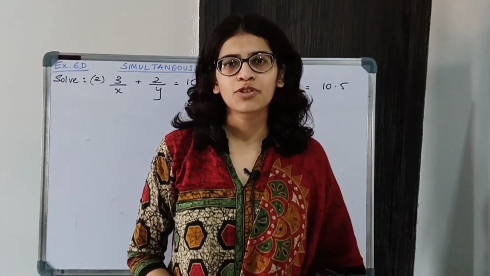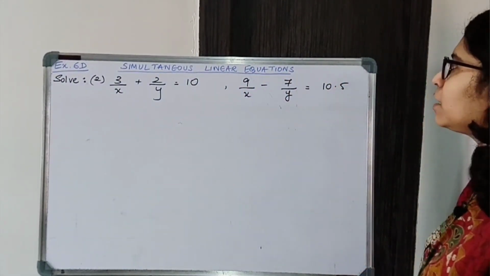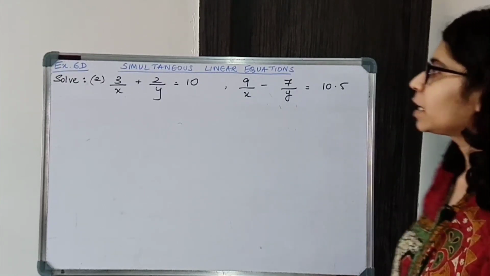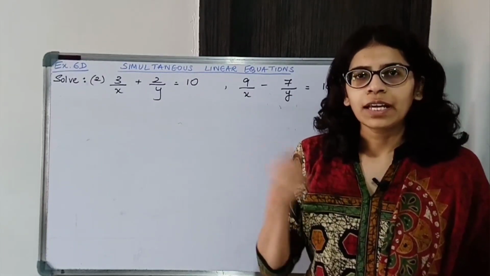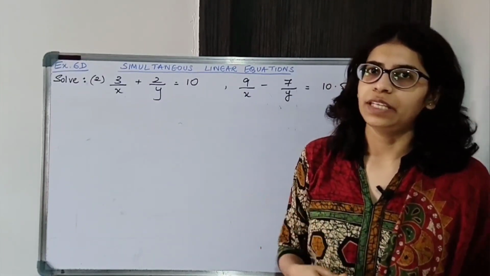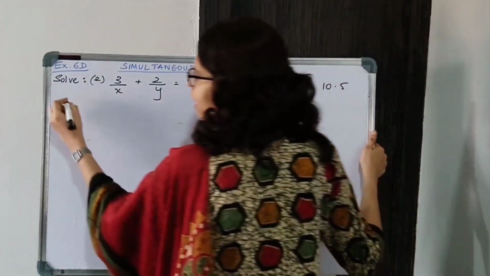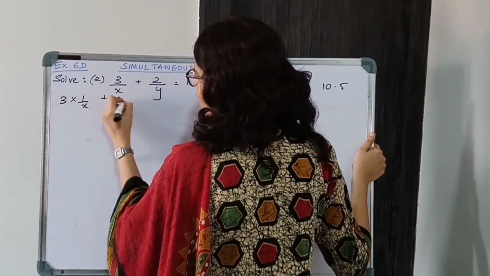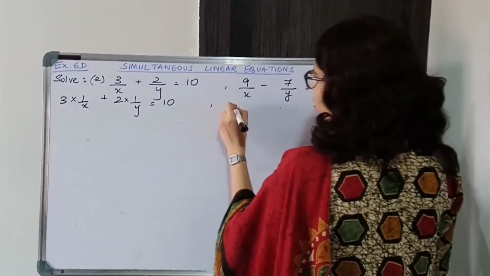Coming to question number 2. 3 upon x plus 2 upon y equals 10 and 9 upon x minus 7 upon y equals 10.5. Again we have the variables in denominator. We will take 1 upon x as a and 1 upon y as b. Now I will rewrite the equations. I can rewrite 3 upon x as 3 into 1 upon x and 2 upon y as 2 into 1 upon y. Okay, same thing over here.